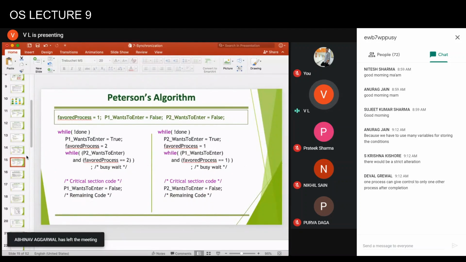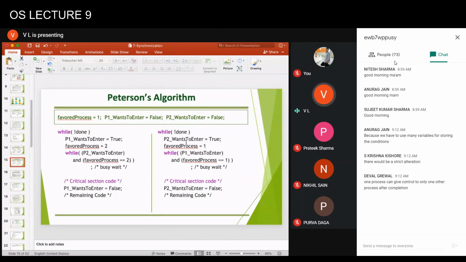Similarly, Peterson's algorithm is slightly different, in which again we are using the same scenario, but it is a simpler version of that. Here, before a process enters the critical section, it will set one condition in its favor and a second condition in the favor of the other process. But when it is checking the condition for the other process, if the other process doesn't want to enter, this while loop will be skipped and it will go to the critical section. If the other process also wants to enter, then the deadlock condition is broken by the value of the favored process.